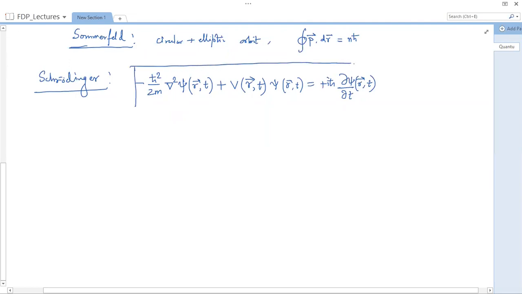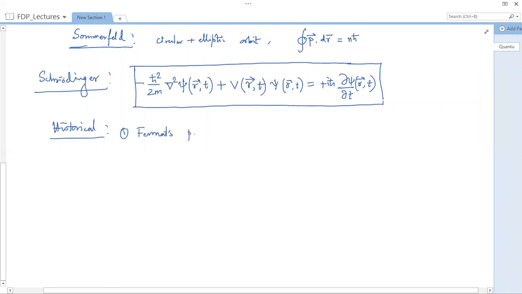But where does this wave equation come from? I'll give you a brief idea of how you can get this wave equation. But the historical development is this. Historically, I told you about Fermat's principle of least time for light rays. And then in classical mechanics, there is Hamilton's principle of least action.